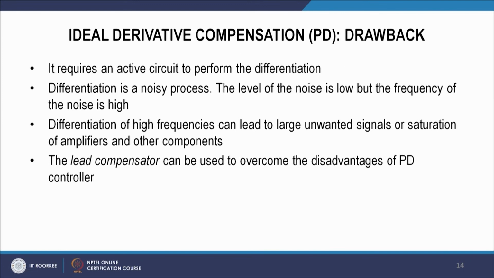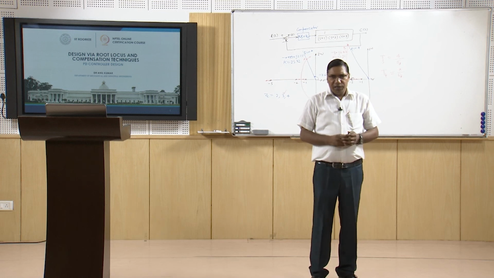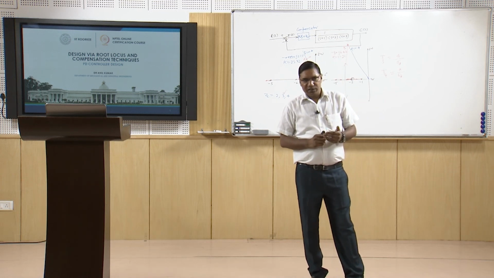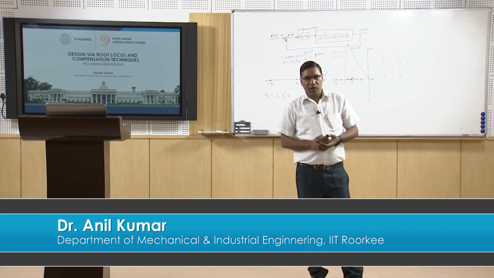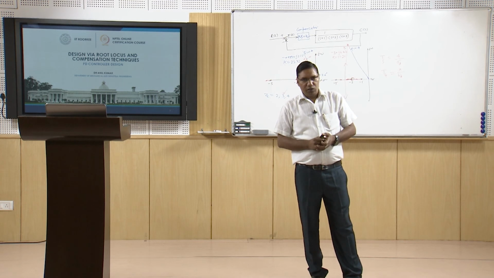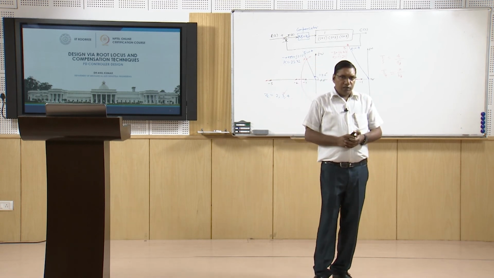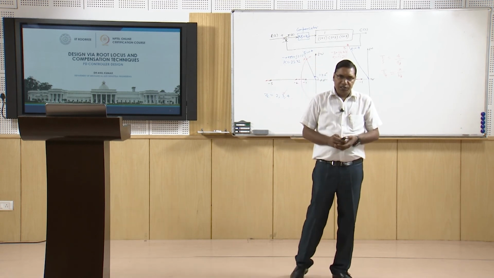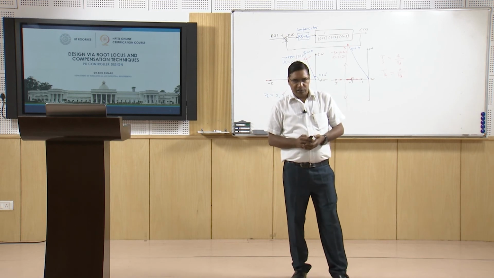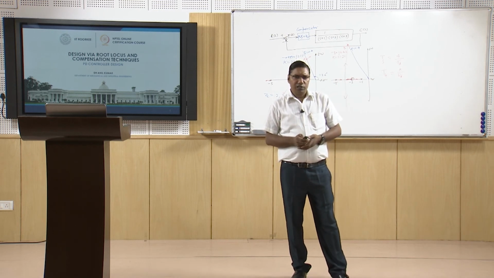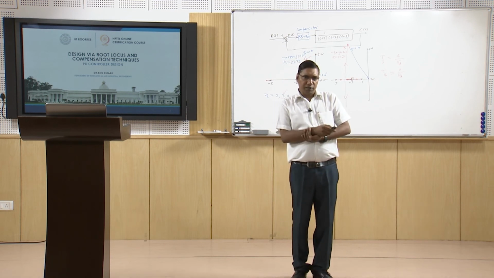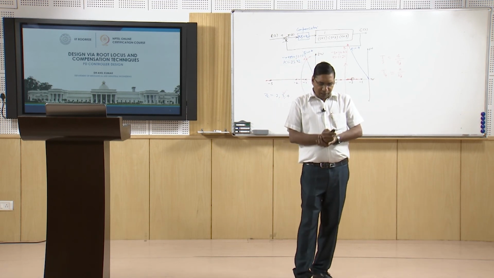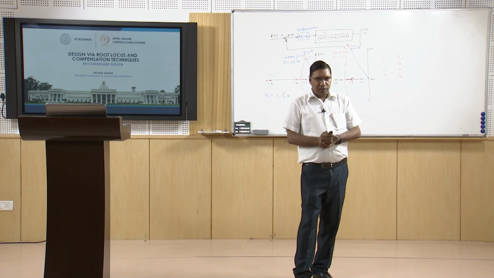Therefore, to overcome this drawback we need to use the lead compensator, which is a passive system, and so we will also discuss the lead compensator to overcome the disadvantages of the PD controller in the next lectures. These examples were taken from the Norman S. Nise Control Systems Engineering reference book.